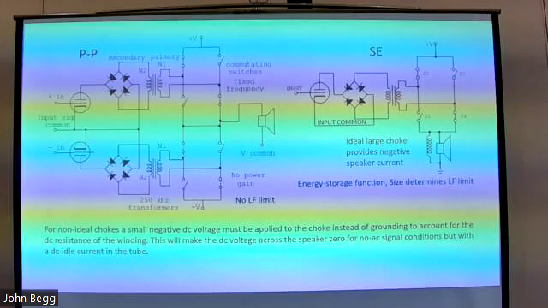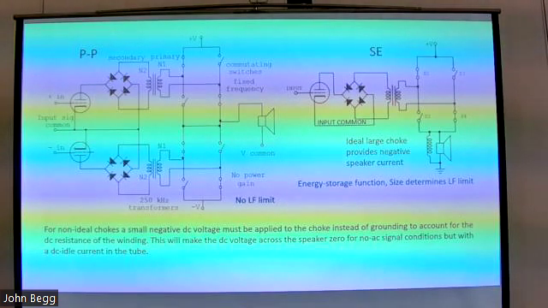So with an output transformer, that energy storage comes in the form of the air gap. An output transformer requires an air gap to store that energy. If you don't have the air gap, it saturates and it can't store energy. So that's why you have to have the air gap. So I don't have an air gap. I don't have an output transformer.